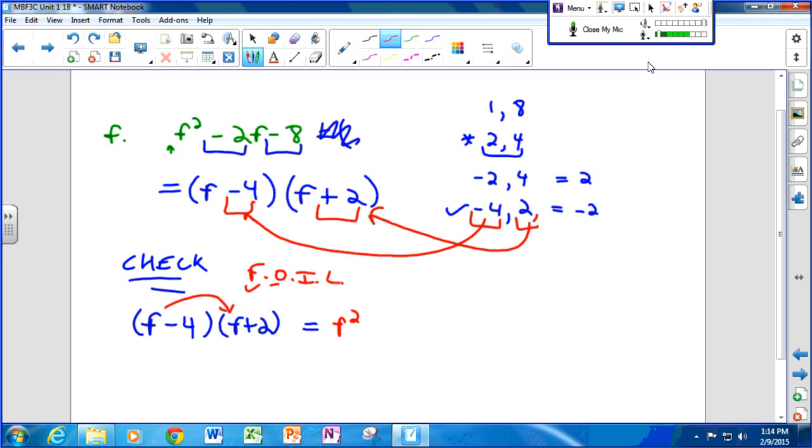Now the O is the outside, two outsides. So positive 2 times F is going to be 2F. Inside, which is -4 times F, so that's just -4F. You'll see that there's a pattern to this, right? And then last is going to be -4 times positive 2. The signs are different, so the sign of the product is going to be negative, and then 2 times 4 is 8. Now, we're going to combine like terms.